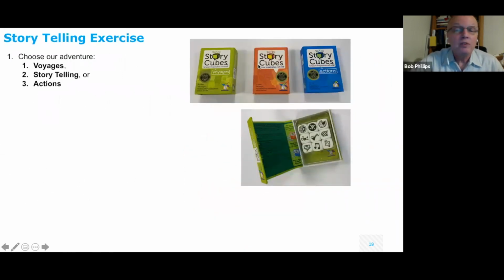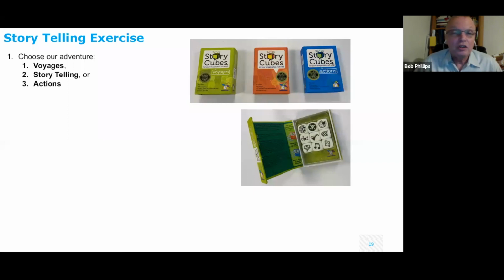So now, these are Rory's Story Cubes. They're about $15 a box. I got them on Amazon. And there are 3 types of adventures: voyages, storytelling, or actions. When you open the box up, you have these 9 cubes. And that's pretty much it. Really high quality. They're not plastic, they don't feel cheap. They're really nice.